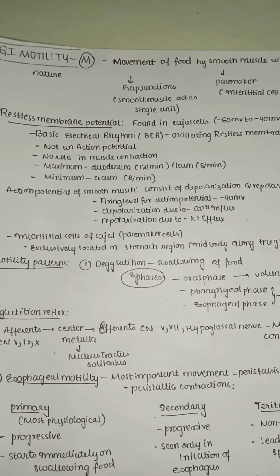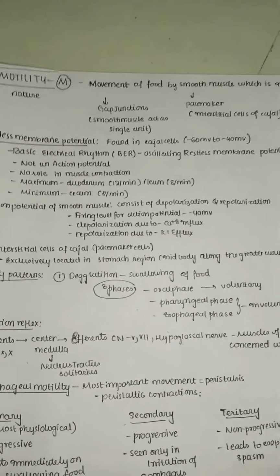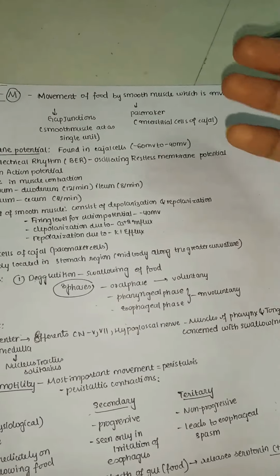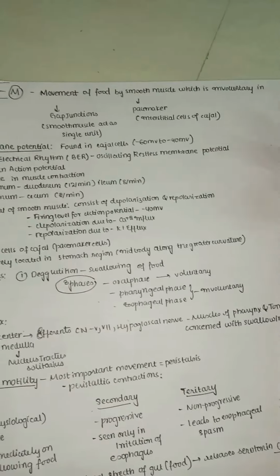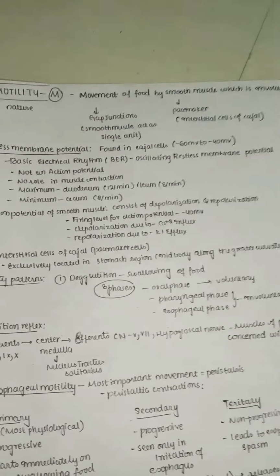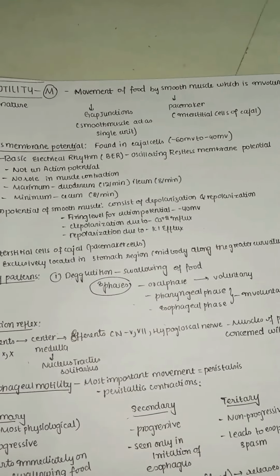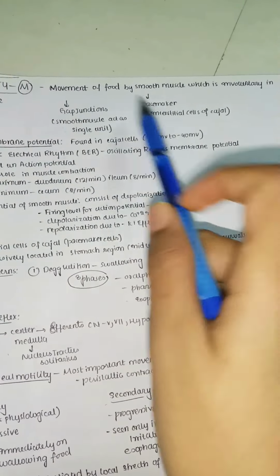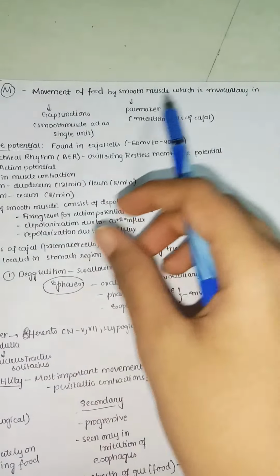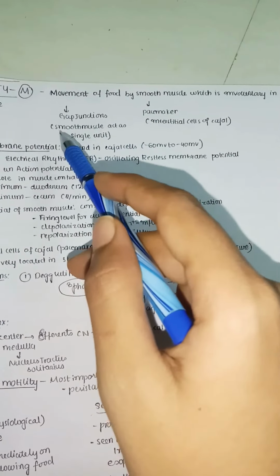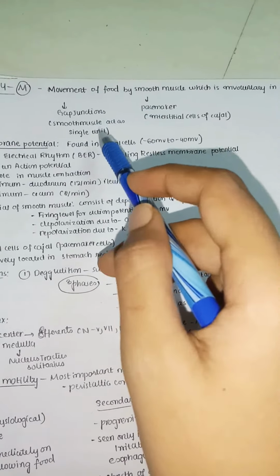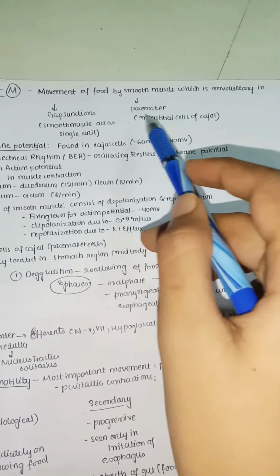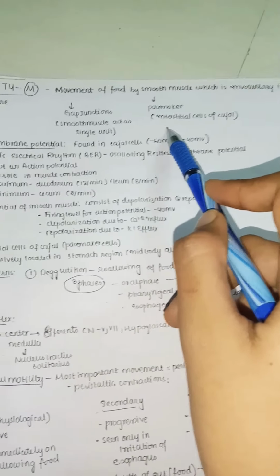Let us continue with GI motility. Mainly the movement of food is done by smooth muscles which are involuntary, meaning not in our control. So as the food movement is involuntary, it has gap junctions and also a pacemaker. Any involuntary smooth muscle will have a pacemaker. The gap junctions are where the smooth muscle acts as a single unit, and the pacemaker here is the interstitial cells of Cajal.